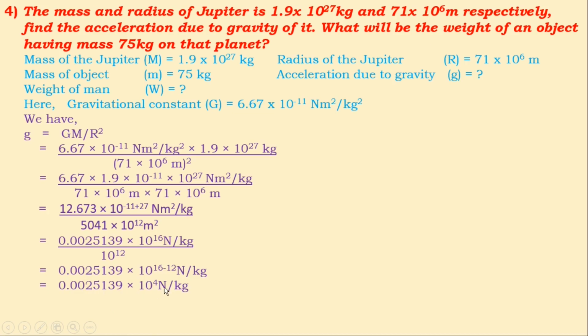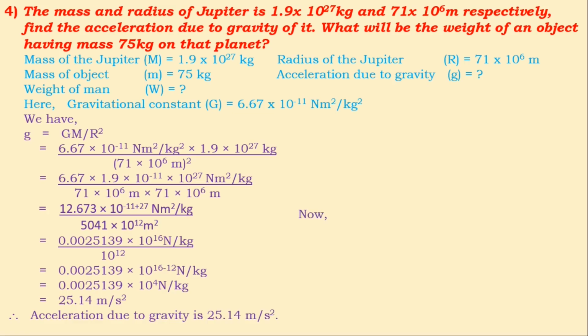10 to the power 4 means 1 having 4 zeros. It means 10,000. When this 10,000 multiplies this, then we'll get this value 25.14 meter per second square, and this is the final answer. And therefore acceleration due to gravity is 25.14 meter per second square.